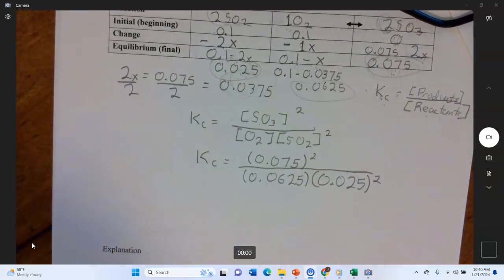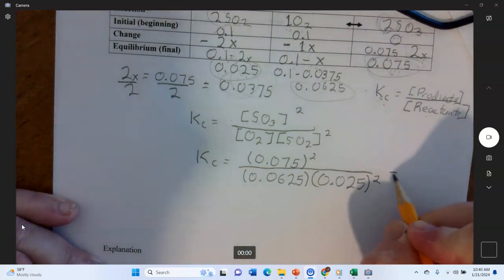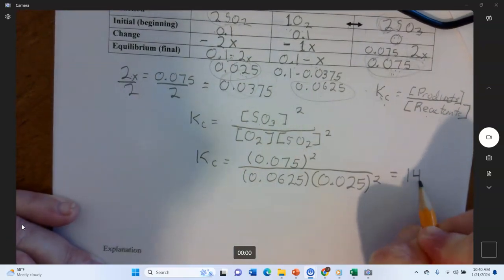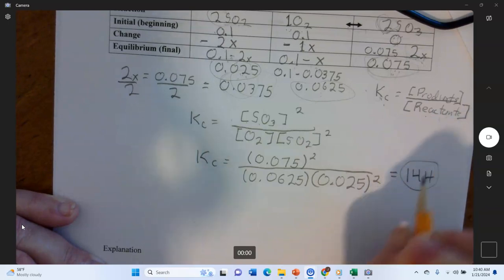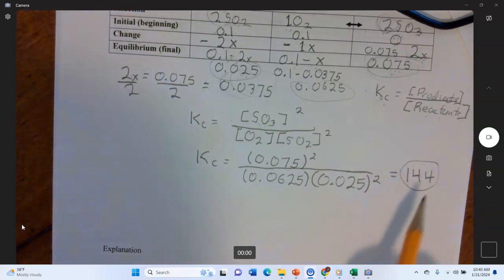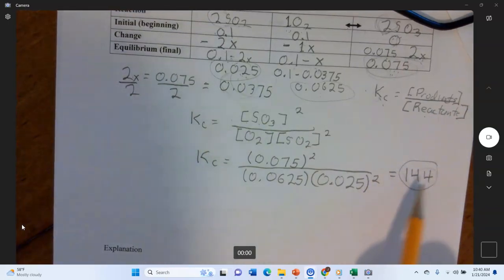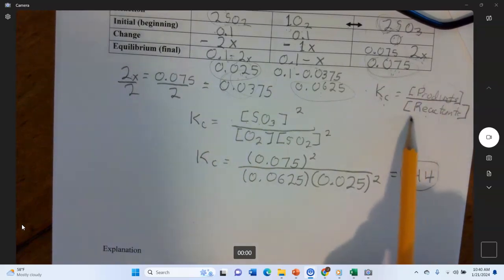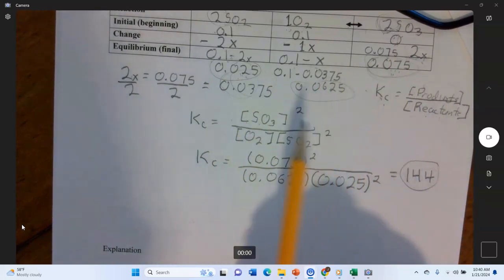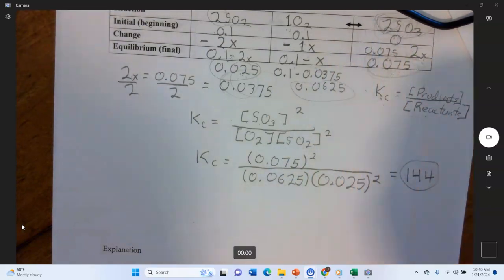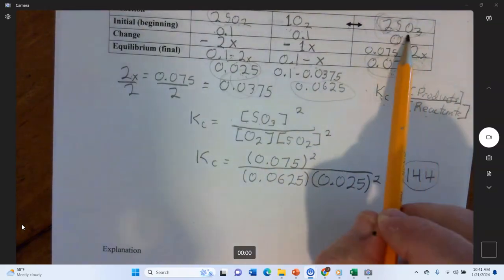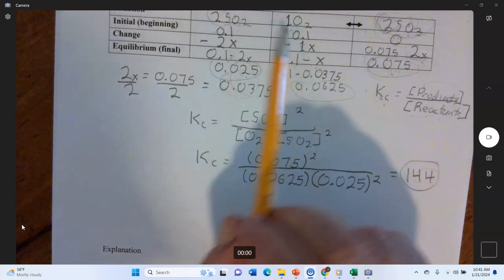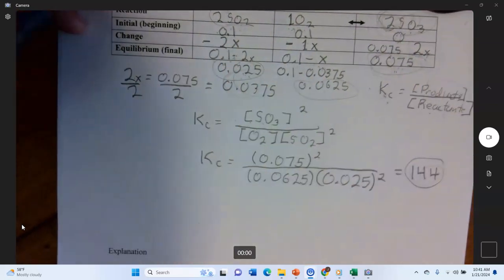Okay, so now it's time to do the math on that. And that gives us an answer of 144. That's a fairly large equilibrium constant. It means that the top number is going to be 144 times the bottom. That means most of the reaction will go over to products, it'll come over to this side. Some of it will still stay on this side though. There is some still there.